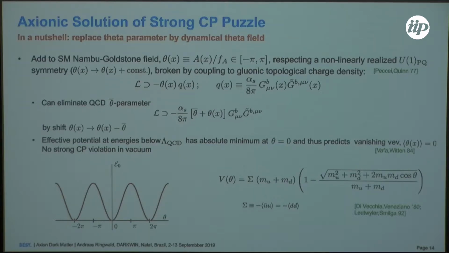But now you realize that of course the self interaction potential of this scalar field, of this theta field, of this Nambu-Goldstone field, will be exactly the same as the dependence of the vacuum energy on the theta bar parameter. And the dependence of the vacuum energy on the theta bar parameter, you can just calculate using chiral perturbation theory. This is quite an easy calculation, so to say.